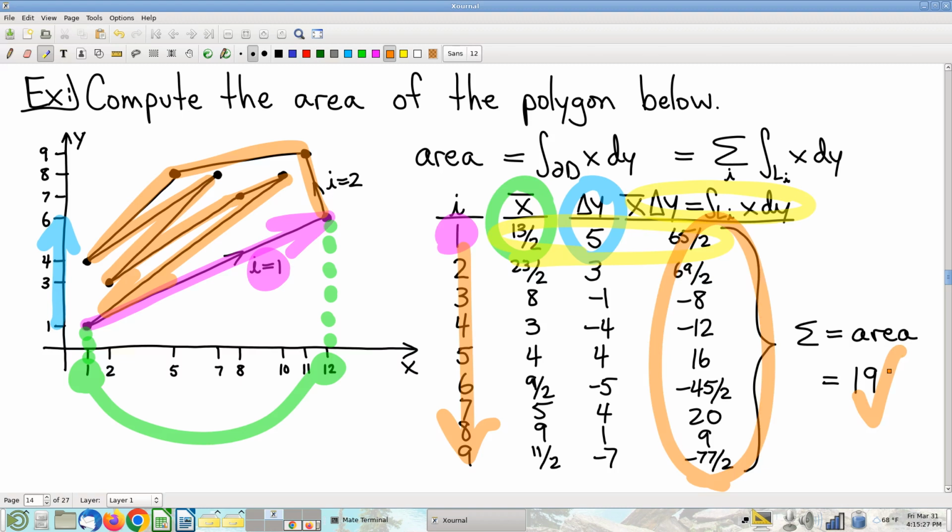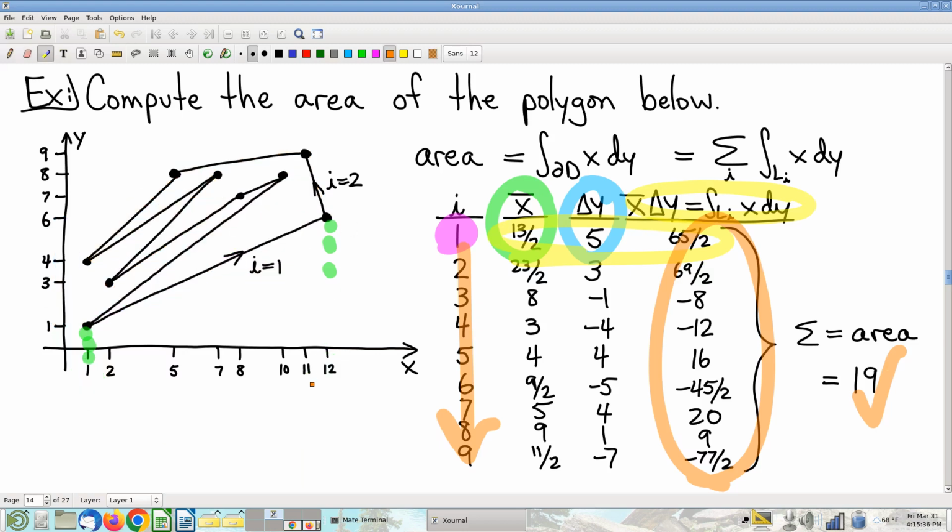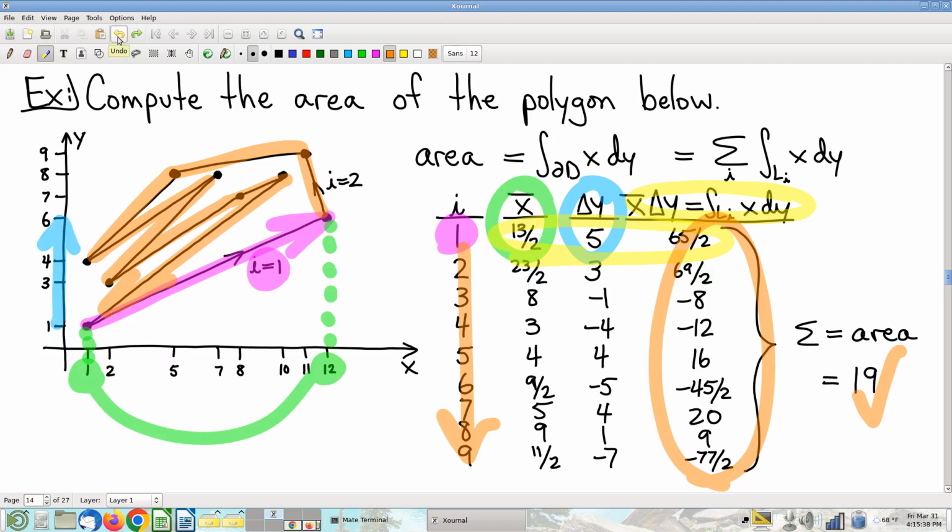Does that make sense to everybody? Nice little method. Anyway, it's just one application of Green's theorem. Okay, why am I erasing that? There's no need to erase it.